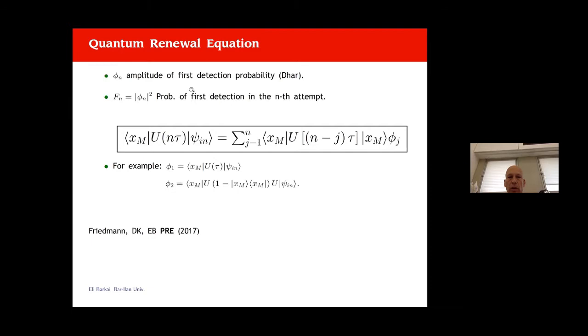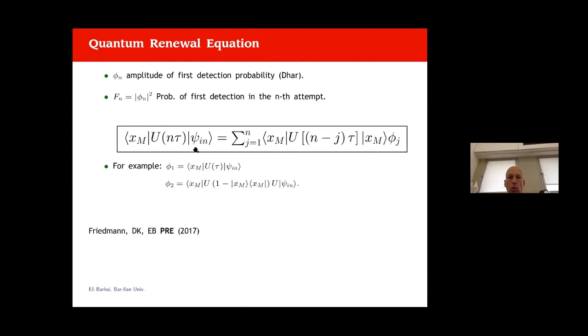What is the meaning of this? Fn is the square of this amplitude, the probability of the first detection in the nth attempt. So F1 is the probability to detect in the first attempt, F2 in the second attempt, et cetera. So the goal of the theory is to find these phi n's, and this is given by this renewal equation, which is similar to what I just showed you, but instead of considering probabilities, now we are considering amplitudes. So we are just doing what Feynman taught us in quantum mechanics: replace probabilities with amplitudes.